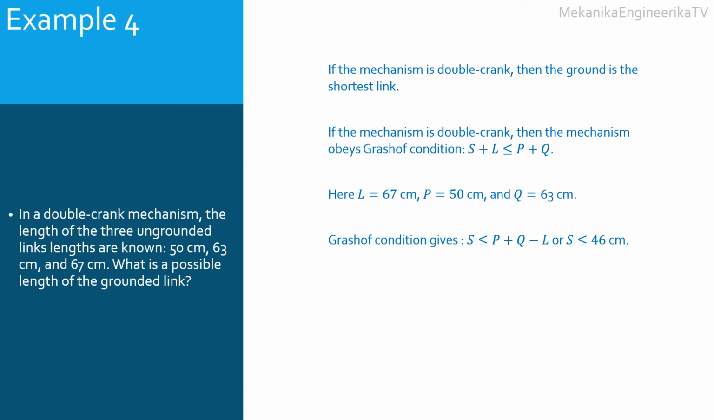We should also consider the condition that ensures the four links can be assembled. This will give a lower bound of the shortest and grounded bars. However, this point is out of scope of this video, and disregarded here.